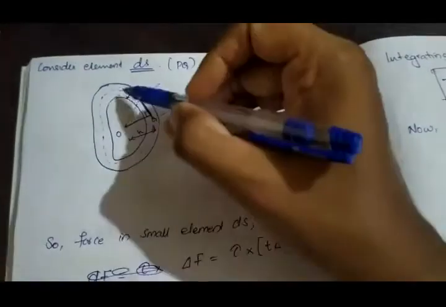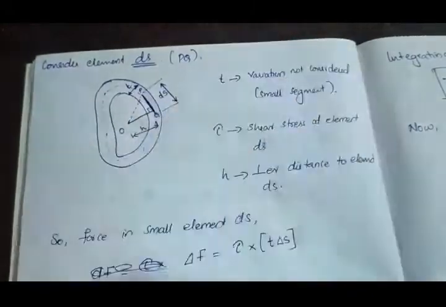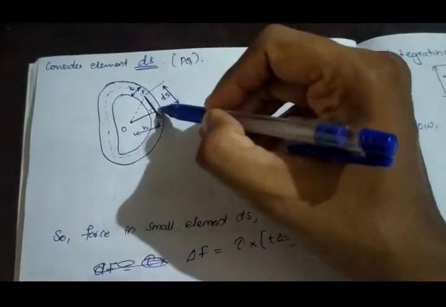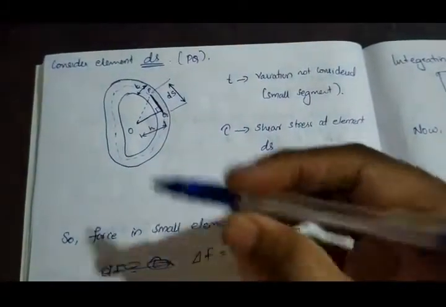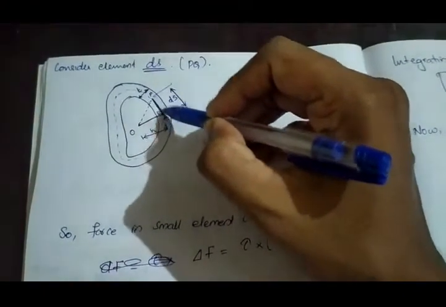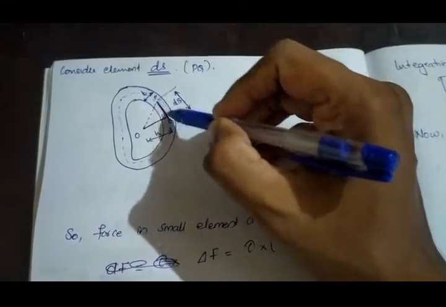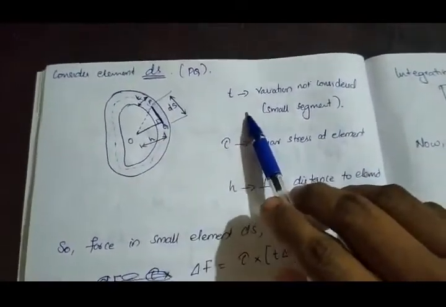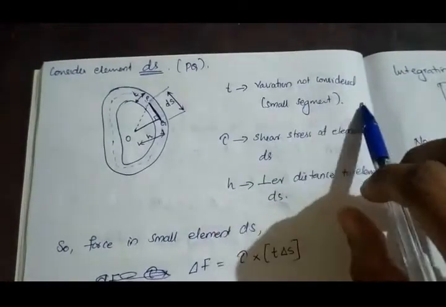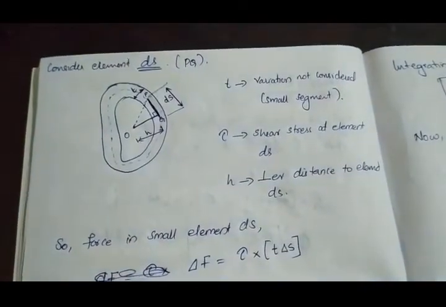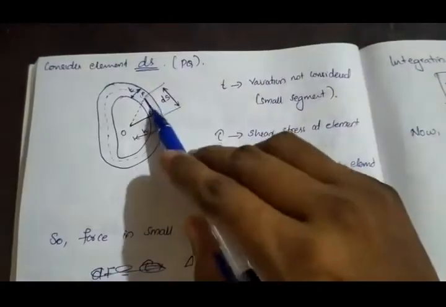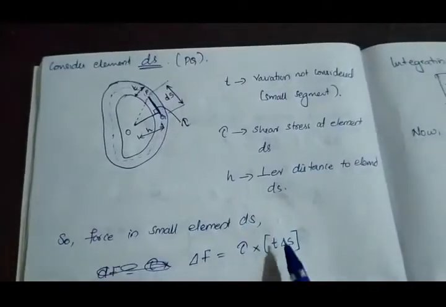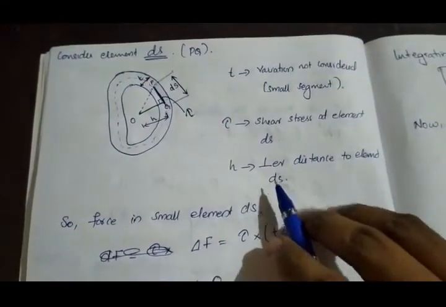Now the thickness is given as t. From here to here there is only a small element, right? So let us consider that up to this distance the thickness is t. We will consider it like that. Since this is a small segment, no variation in thickness is considered. Tau is the shear stress at element ds, and h is the perpendicular distance to element ds.